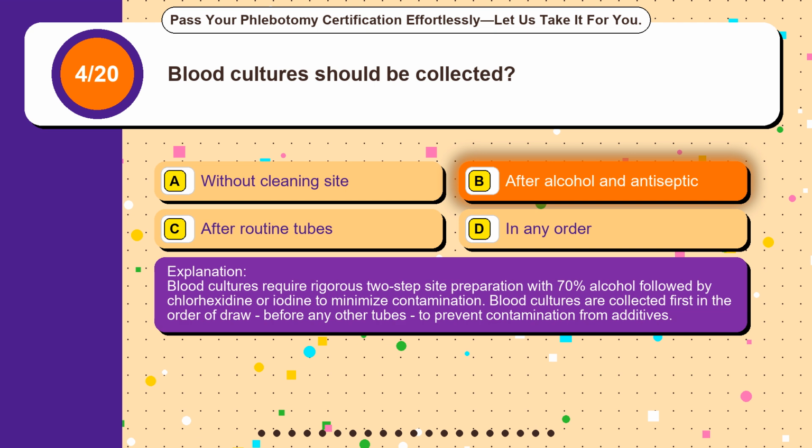Blood cultures require rigorous two-step site preparation with 70% alcohol followed by chlorhexidine or iodine to minimize contamination. Blood cultures are collected first in the order of draw, before any other tubes, to prevent contamination from additives.